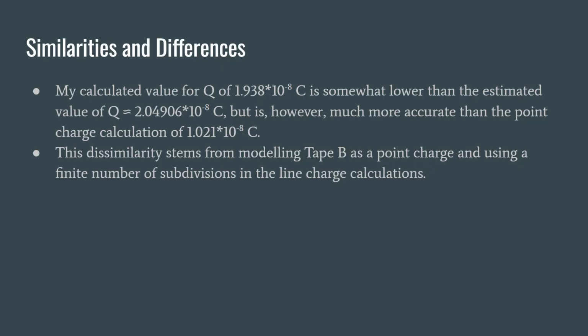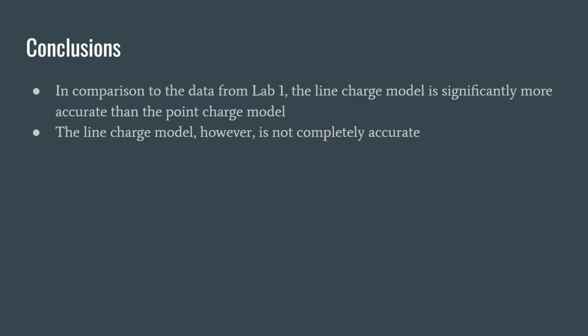So the similarities and differences were that my calculated value for Q of 1.938 times 10 to the negative 8 coulombs is somewhat lower than the estimated value of Q, which is roughly 2.04906 times 10 to the negative 8 coulombs, but it is, however, much more accurate than the point charge calculation of 1.021 times 10 to the negative 8 coulombs. This dissimilarity stemmed from modeling tape B as a point charge and using a finite number of subdivisions in the line charge calculations.